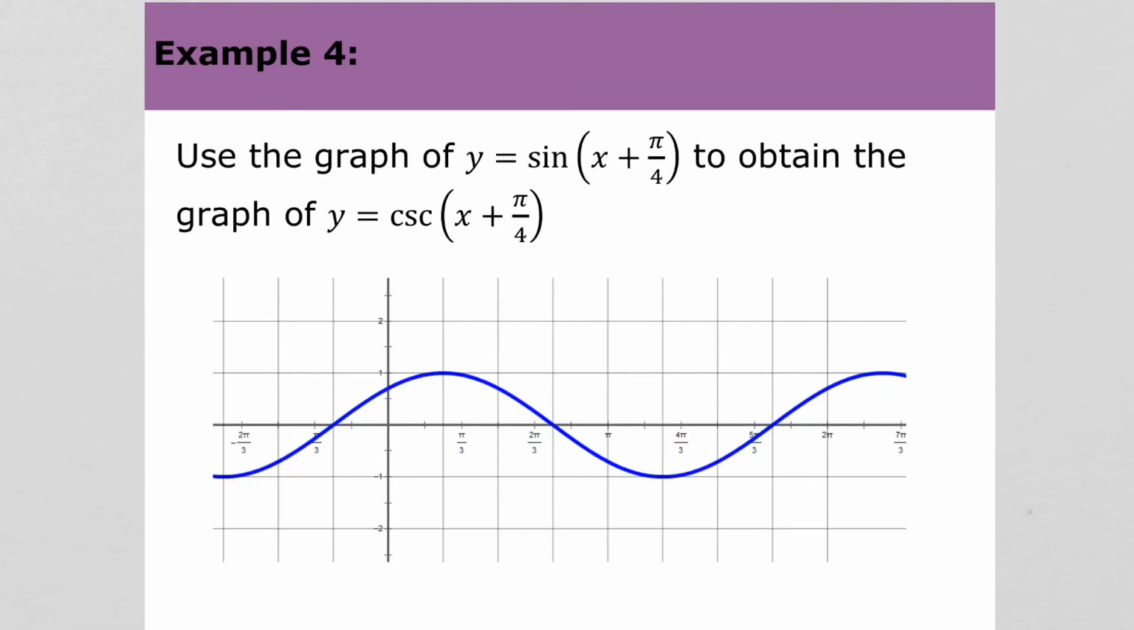Example 4 is just asking us to use the graph of sine of x plus pi over 4 to obtain the graph of cosecant of x plus pi over 4. So if you'll notice, here's where it's inflecting up and down. And so at those points where it crosses what we've graphed in pink there, or the x-intercept in this case, we have asymptotes.